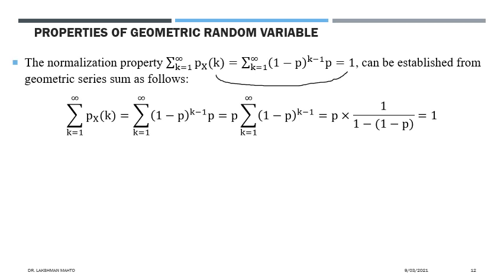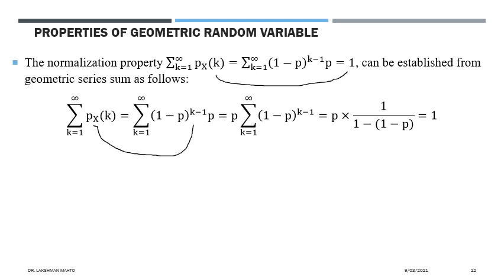We know that the geometric random variable takes values starting from 1 to infinity, so we are summing all the probabilities for those values. We have to substitute the value of this probability this way. If you sum, you can see that we are taking the summation with respect to k, and this p is independent of k.